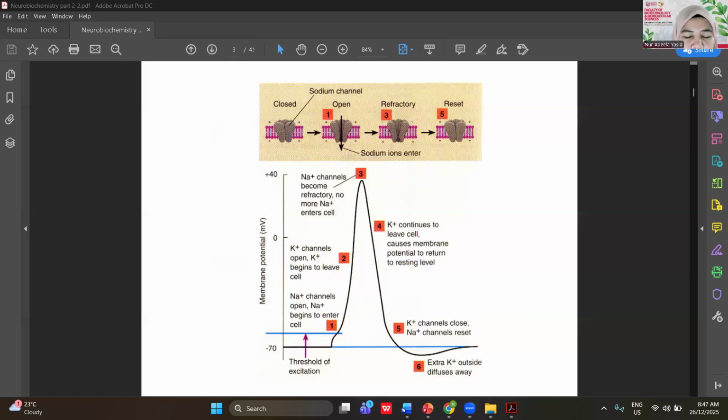After hyperpolarization, the sodium-potassium pump and leak channels restore the resting membrane potential at minus 70 mV. The extra potassium diffuses away and the neuron is ready to fire another action potential.